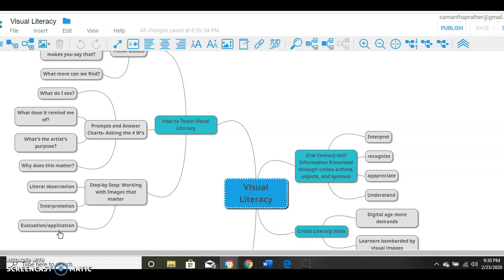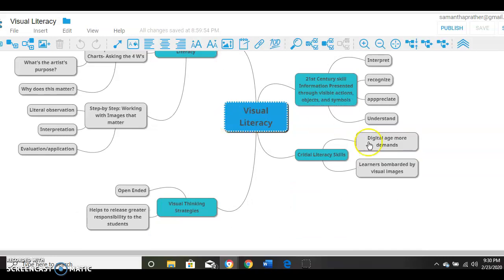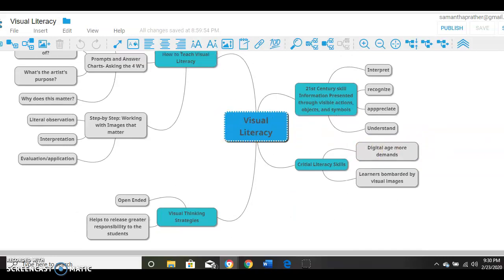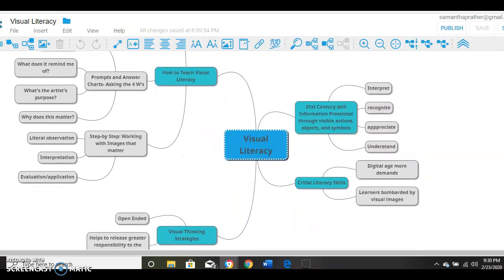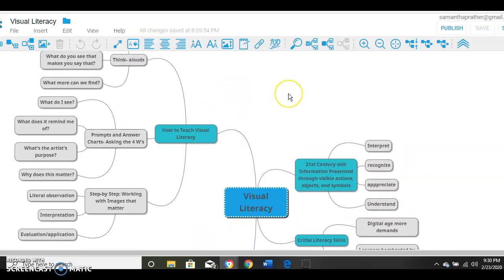These are some great ways to incorporate visual literacies into your classroom, using MindMap, which is a Google Doc extension, to create a mind map.